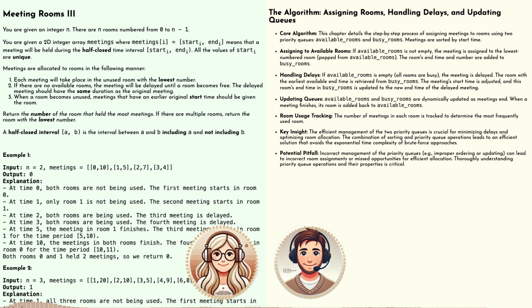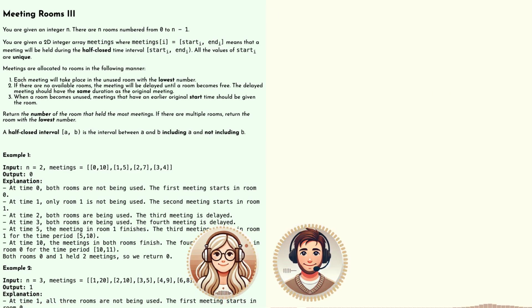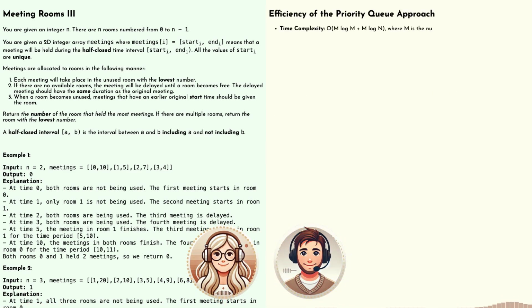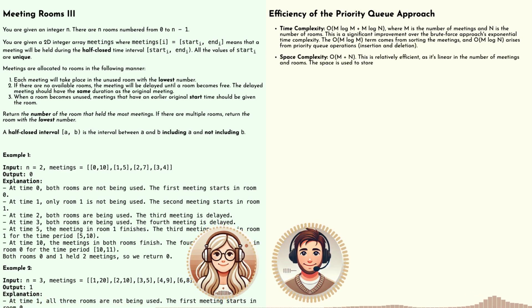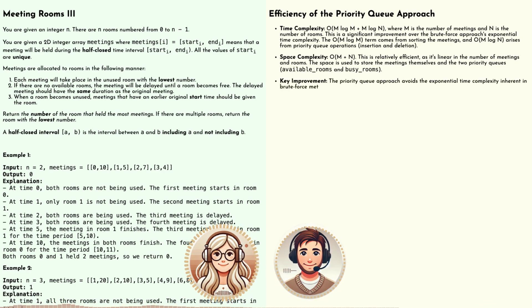It's like a constantly moving dance between availability, delays, and those super organized queues. I love that. And in the end, we just look at the counts for each room. Yep. The one with the highest count is our superstar, the most popular meeting room. This whole process feels so much smoother than just randomly trying to fit meetings in wherever they fit. Right. It's all about having that clear strategy, using those queues to really streamline things.